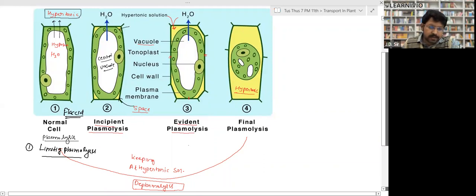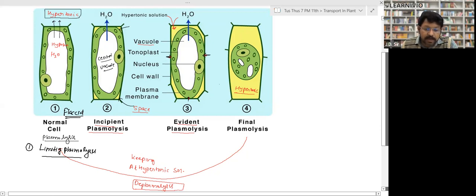Now come to the third stage. If we put in more hypertonic solution, now what will happen? This is called evident plasmolysis. Here, the protoplasm will leave the cell wall everywhere except one or two places, like here, like here, like here. So these are the only three places where the protoplasm is connected with the cell wall. In the rest of the places it is leaving space, and hypertonic solution enters these spaces, right? So this is called evident plasmolysis.